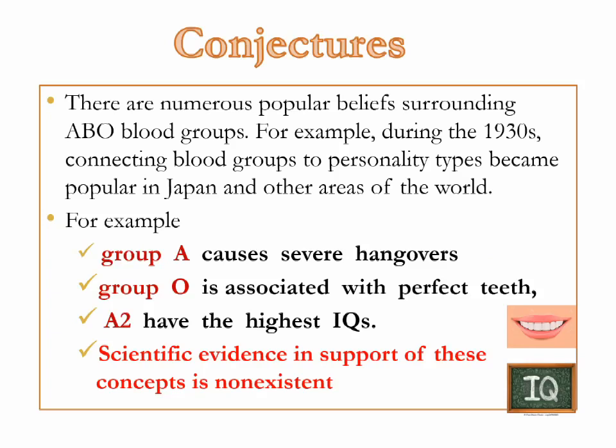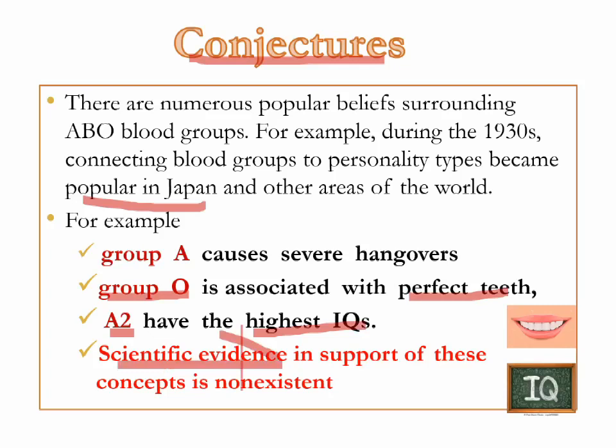The last thing we're going to mention is conjectures. What is the meaning of conjectures? It is the association of different personality types and traits with the different blood groups. Actually, this is very popular in Japan. For example, they say that blood group O is associated with being perfectionist, and blood group A2 has the highest IQs. Of course, this has no scientific basis or evidence. It's all based on surveys and statistics, so this information is not accurate.